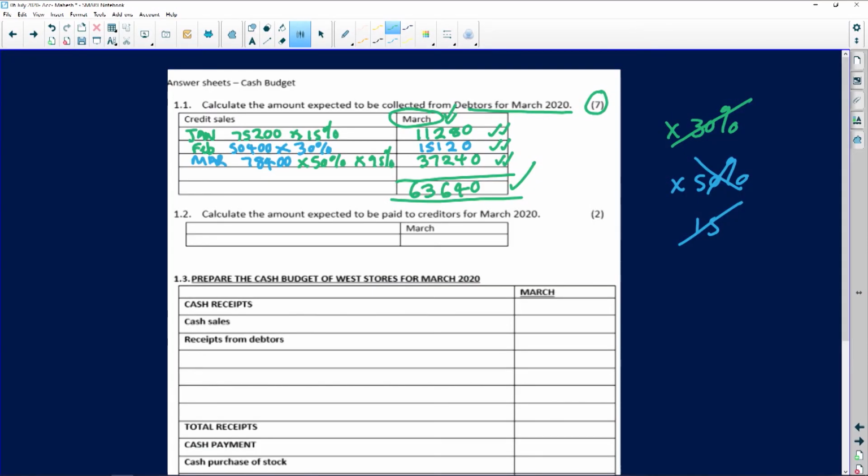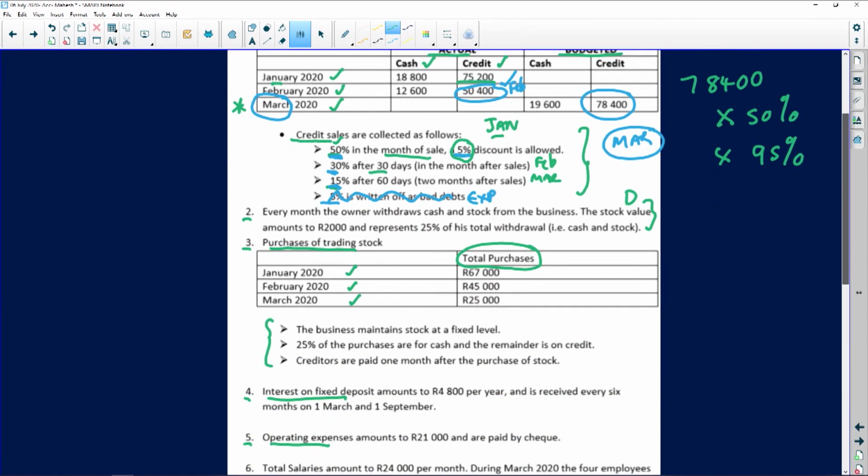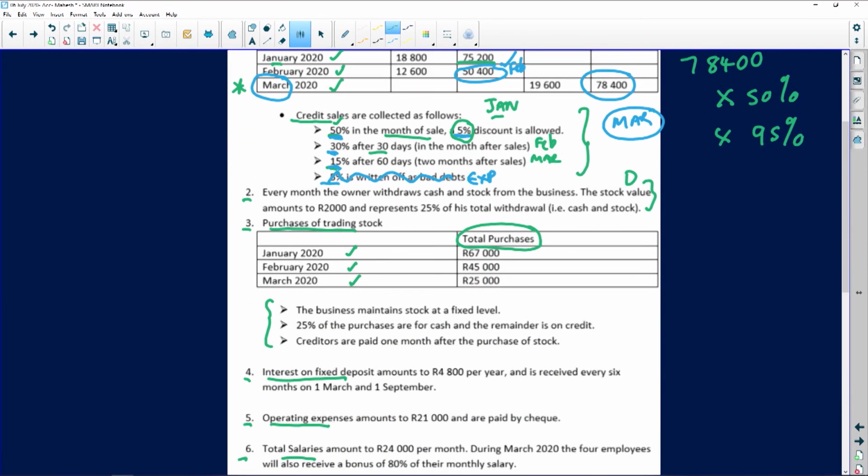Right, let's now move on to question 1.2. Calculate the amount expected to be paid to creditors for the month of March 2020. So how much are we planning to pay our creditors? So let's now look at the information that we did not read in too much detail earlier on. Now's the time for us to obviously read through this info.